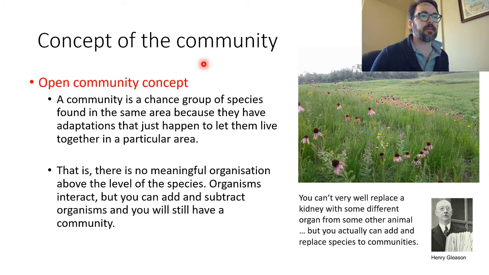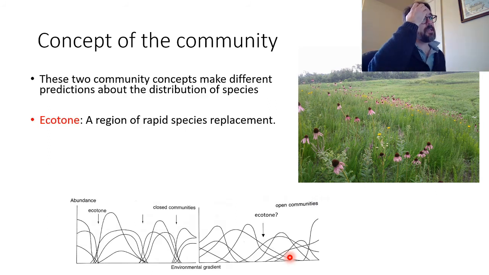So under Clements' view, you can't replace the kidney with a heart. But under Gleason's view, you could potentially take the purple coneflower out and put in some other kind of species, and maybe that's fine. And so these make different predictions about the distribution of species, right?